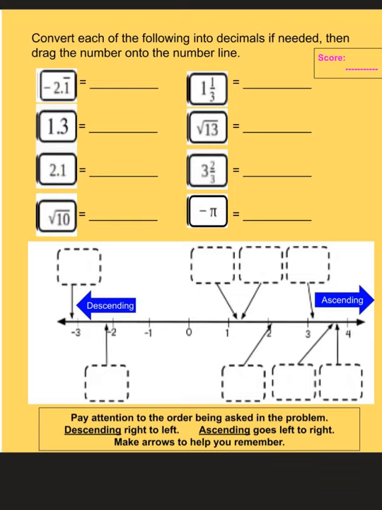Don't forget, make sure all of your values are in the same form. Decimals are the most common.